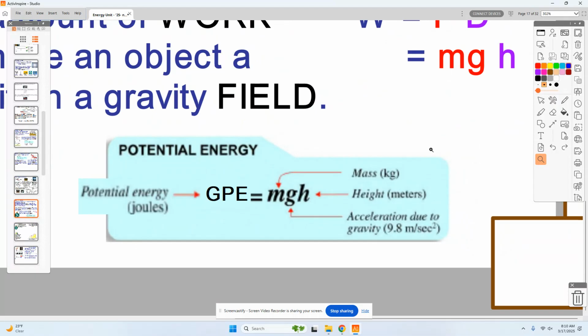Two forms of energy today. One is KE, 1/2 mv squared. The other is GPE, mgh. Let's go ahead and just do a couple of quick calculations here. Make sure we're familiar with how that works. Pun intended.